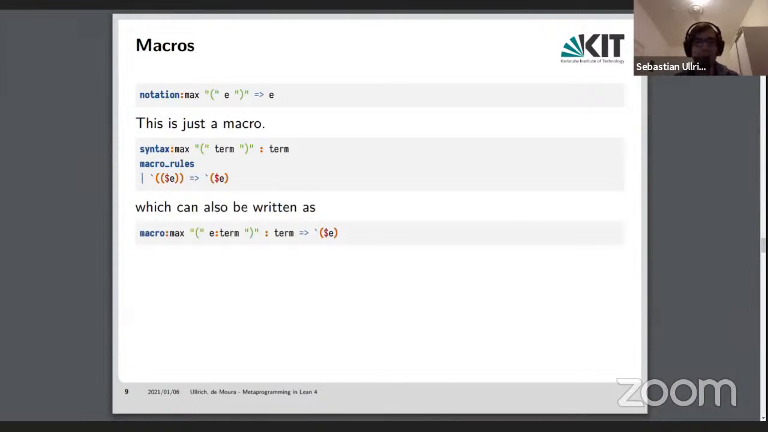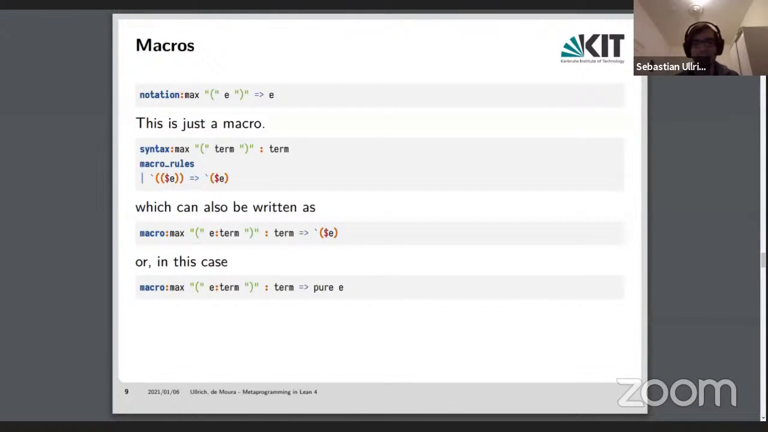Yeah, and this can actually be written in just slightly another form, if you ever see the macro keyword. Just like notation combines syntax and a macro rule, macro does the same, just with the more general syntax. So you see the syntax category is now explicit, and the right-hand side also is not just the term to translate to, but an actual Lean program creating the syntax it should be translated to.